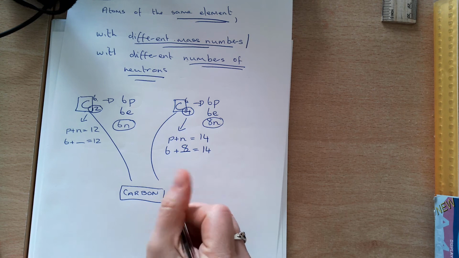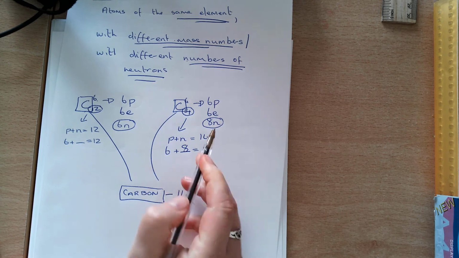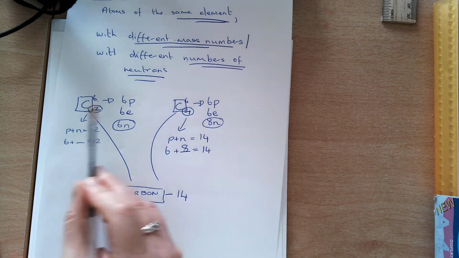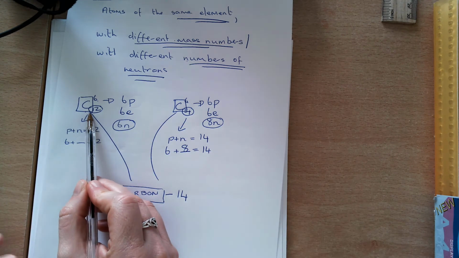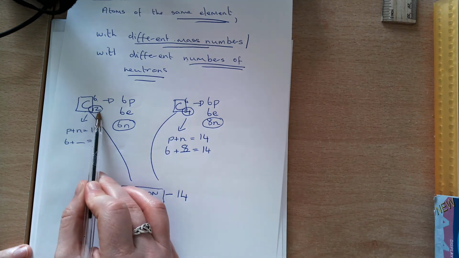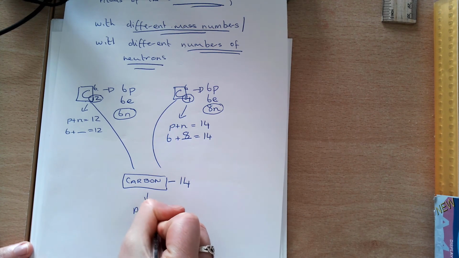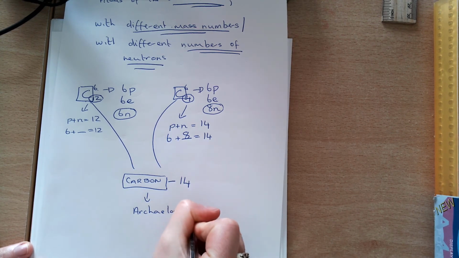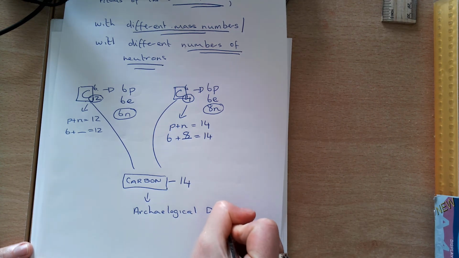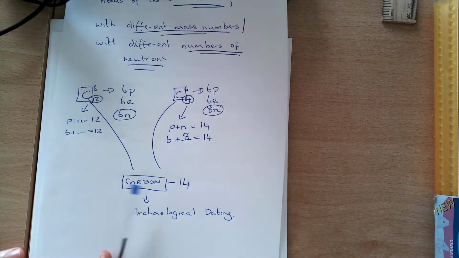So carbon-14 is not unique. Carbon-14 is an isotope, so it's a carbon atom, but has a different mass number to what it appears on the periodic table. This is very important in archaeological dating, finding out how old trees, fossils and things like that are.